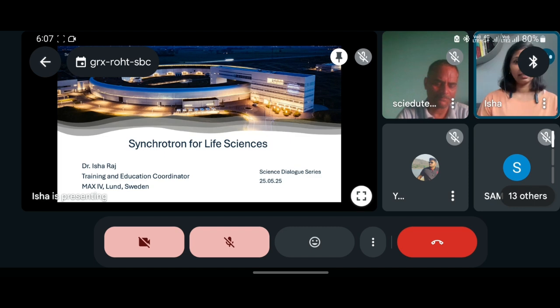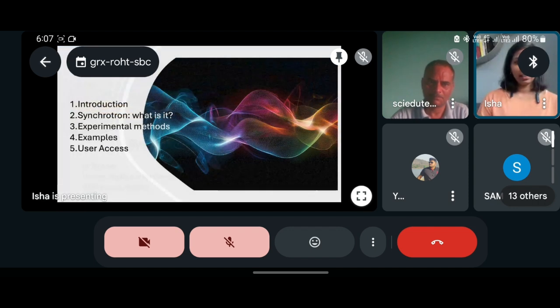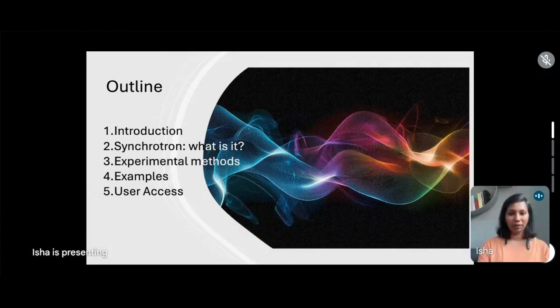Today I'll be talking about how we use synchrotron light for life sciences. The outline is a brief introduction to the synchrotron, and of course the big question: what is it? What are the experimental methods that are used at a synchrotron for life sciences? Some examples, and of course, if you want to use it, how do you go about finding access?